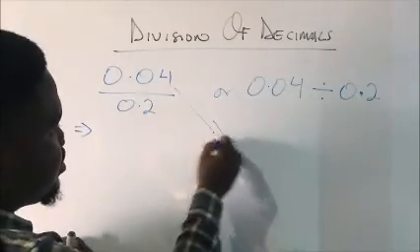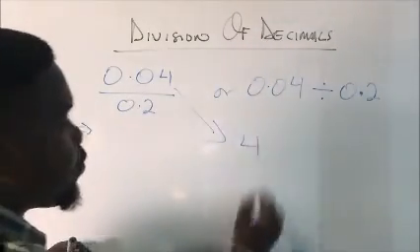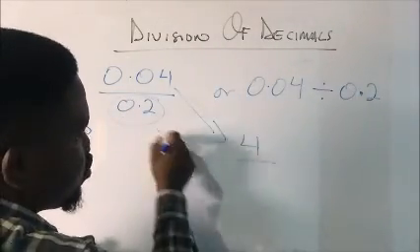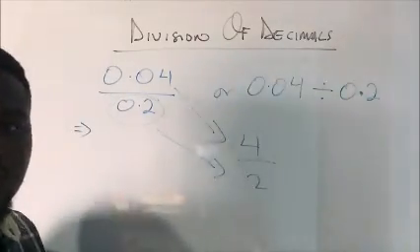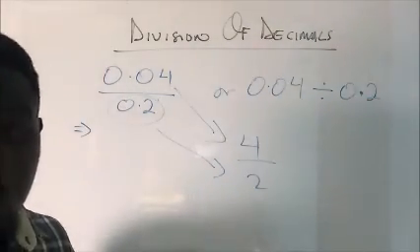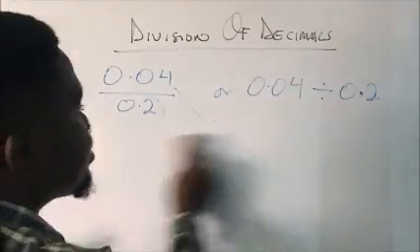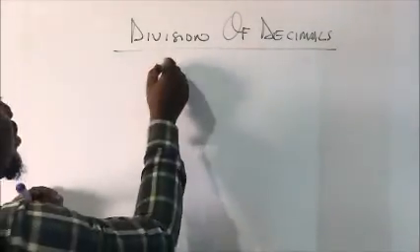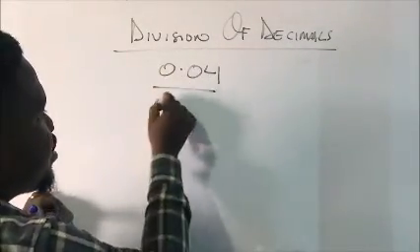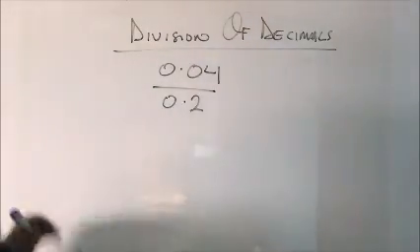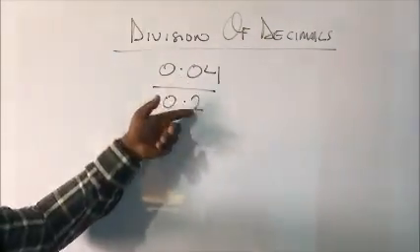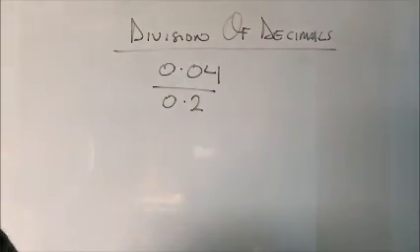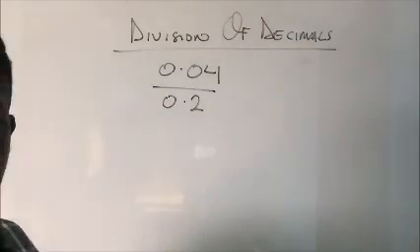How can you change this 0.04 to 4? How can you change this 0.2 to a whole number like 2 so that you work with it? That is what we are looking at. So let's get straight to the point. When given 0.04 divided by 0.2, look at the two. Which of them has the highest number of decimal places?